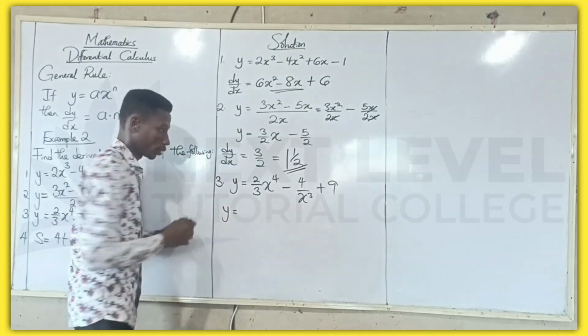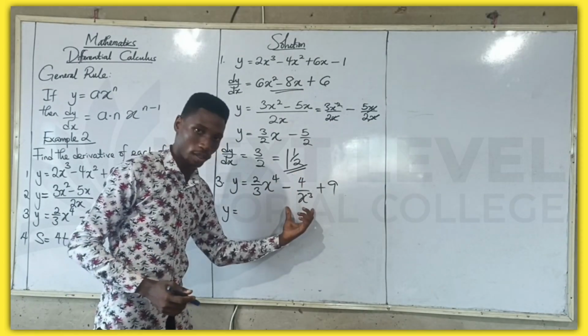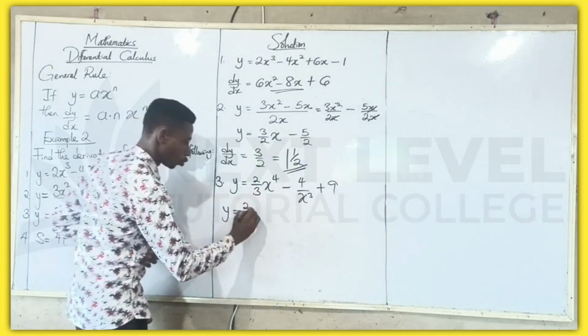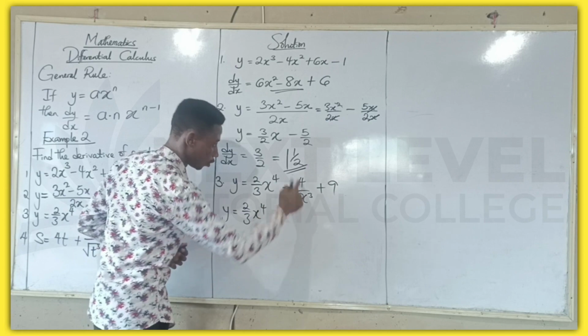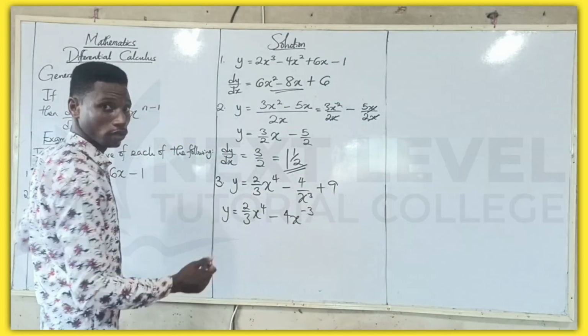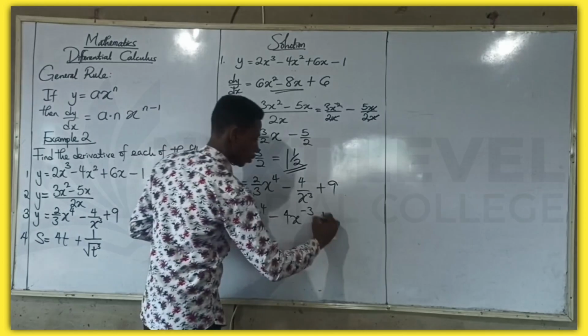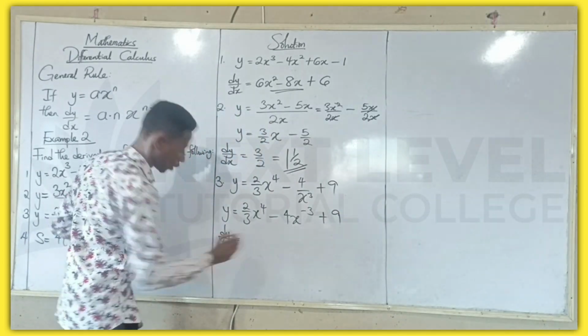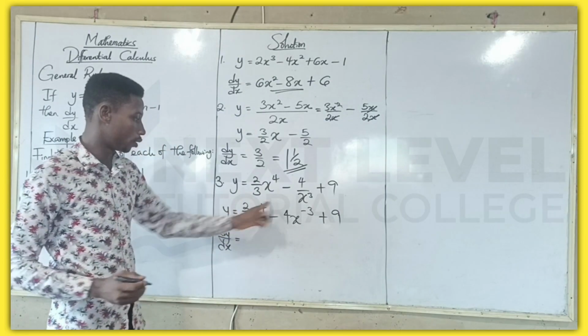Okay, sorry, before we start, we have to make this one become linear form, and that is going to be 2 over 3 x to the power 4 minus 4 x to the power minus 3. If you listened very well to the first example, you'll start by it here, plus 9. Now, the y, the x, we're going to multiply these two.